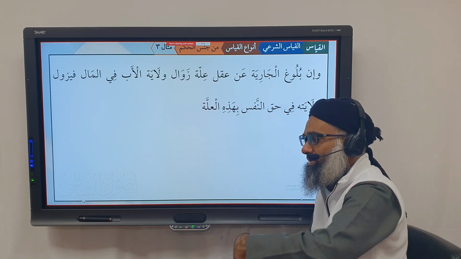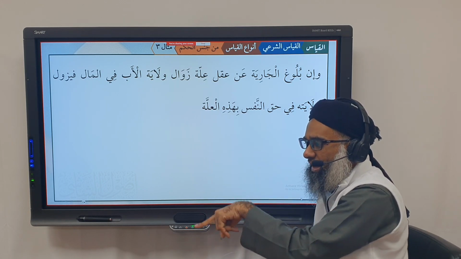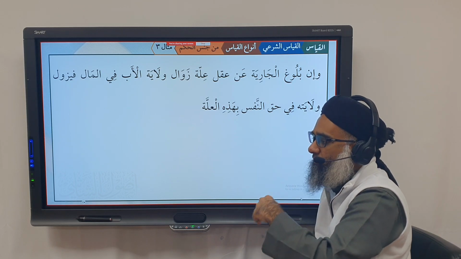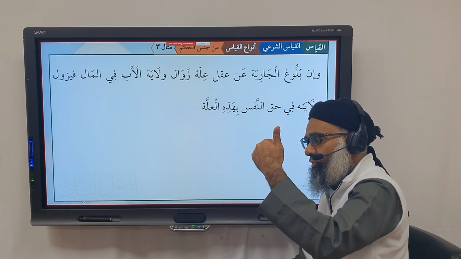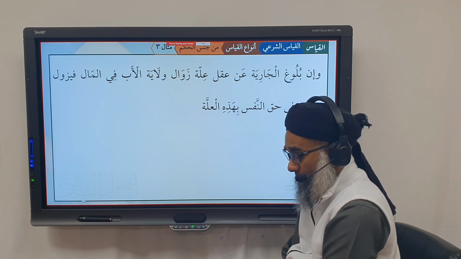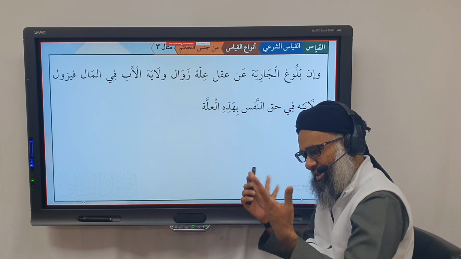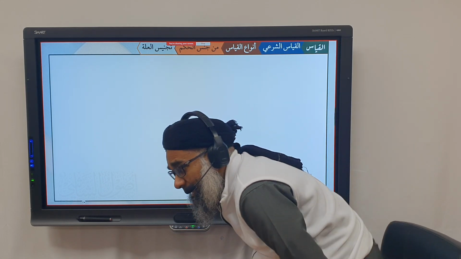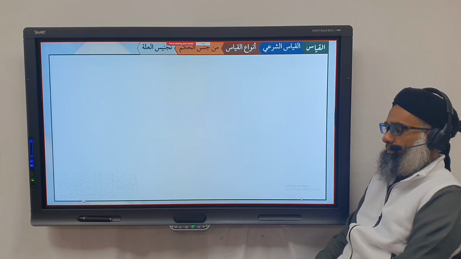Similarly, the opposite. وإن بلوغ الجارية عقل: the girl becoming mature mentally is an illa for the wilayah to go away in mal. So therefore the bulugh and aql is an illa for the wilayah to go away in nafs as well. So the ithbat and the nafi. It's the same example, one for the ithbat, one for the nafi. Is that clear?